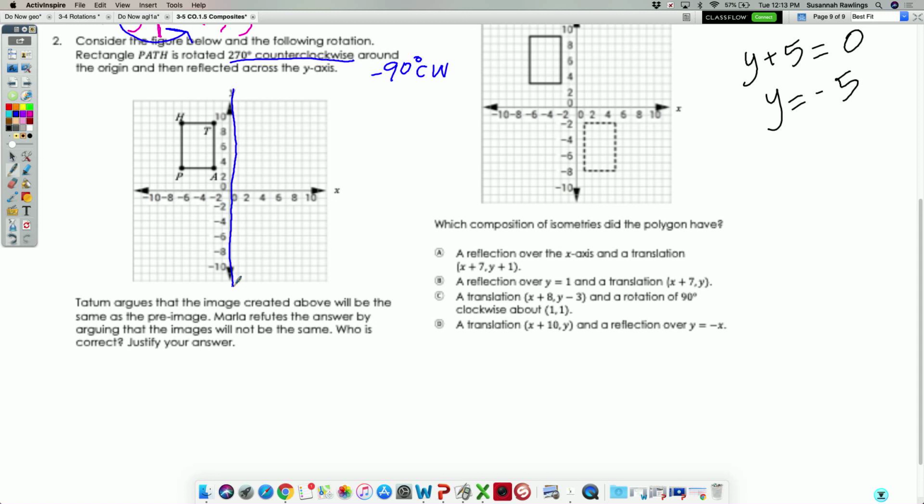It says Tatum argues that this image created above will be the same as the pre-image. So he's thinking it's going to look exactly the same and fall right back on my pre-image. Marla refutes the answer by arguing that the images will not be the same. Who is correct? So we're trying to figure out, is it going to look exactly the same as the first one?